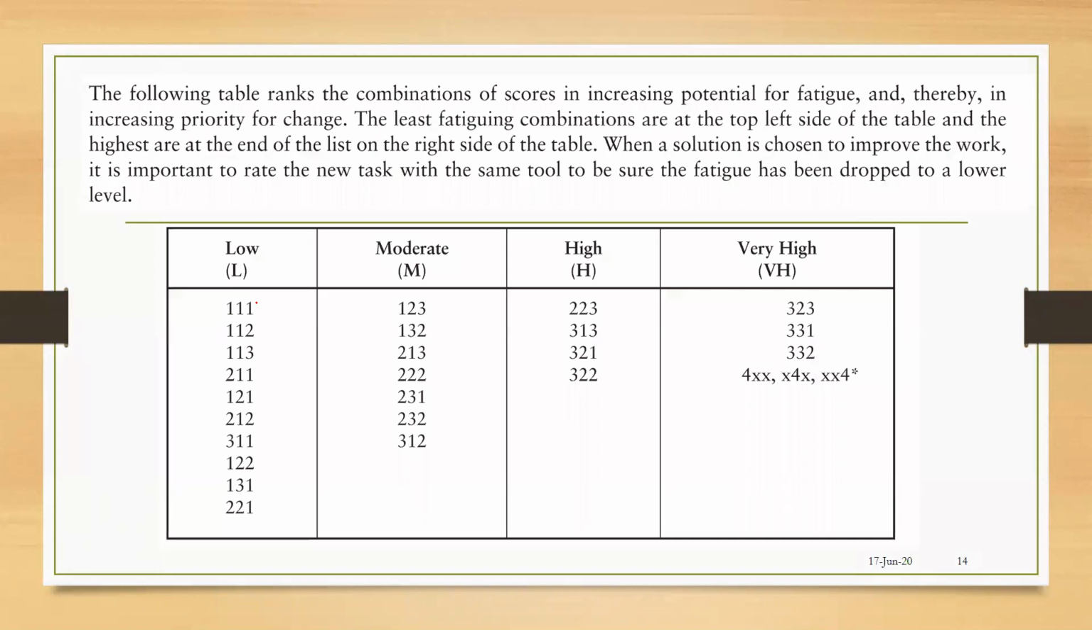So these scores are 1, 1, 1, so again 1 for effort level, effort duration, and effort frequency. P12 is showing a score of 3 for effort level, 1 for effort duration, 2 for effort frequency. So the priority for change is moderate here, it is high here. And if we get 4 for any of these 3 factors, the priority for change will be very high. The priority for change will be very high for a score of 323, 331, 332, or if there is 4 anywhere for these 3 factors.